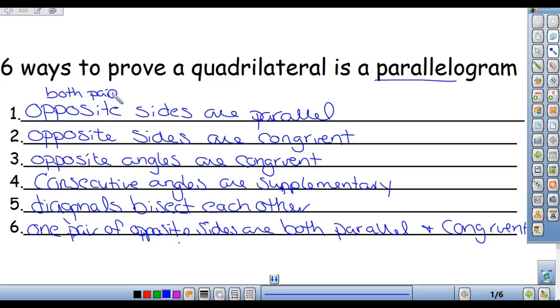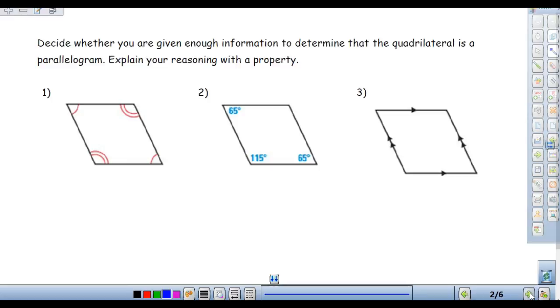Okay, so both pairs of opposite sides have to be parallel. Both pairs of opposite sides have to be congruent. Both pairs of opposite angles have to be congruent. Down here, this last one, if one pair of them is both congruent and parallel, then it's going to be a parallelogram. Okay, so if I'm looking at these guys, number 1 is a parallelogram.